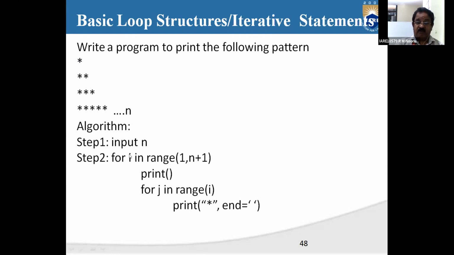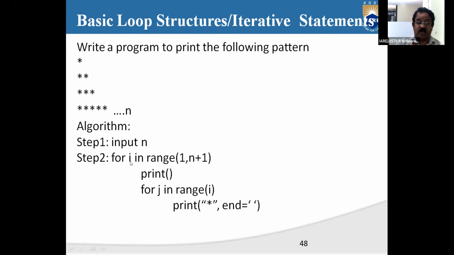First i will be initialized with 1, then it checks whether 1 is within 1 to 11 or not. Yes, then it will enter the inner for loop. Whatever block of statements you have written here, this particular print statement belongs to the outer for statement, and this print statement belongs to the inner for statement. Indentation is more important. This one is the outer for and this one is the inner for.